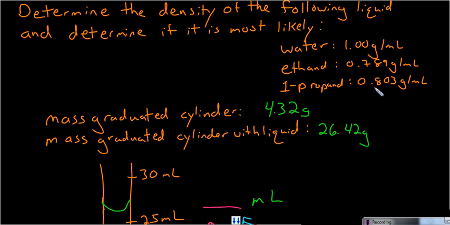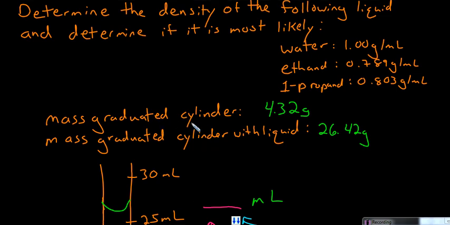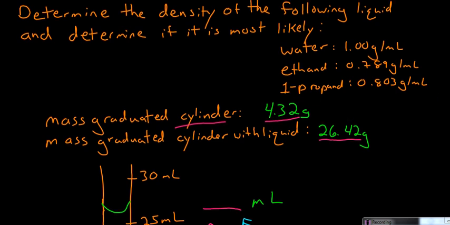So you do an experiment in which you determine that the mass of an empty graduated cylinder is 4.32 grams. And with a certain volume of liquid, the new mass of that graduated cylinder is now 26.42 grams. Now, this will enable you to determine the mass of your liquid, but in order to know the density, you also need to know the volume.